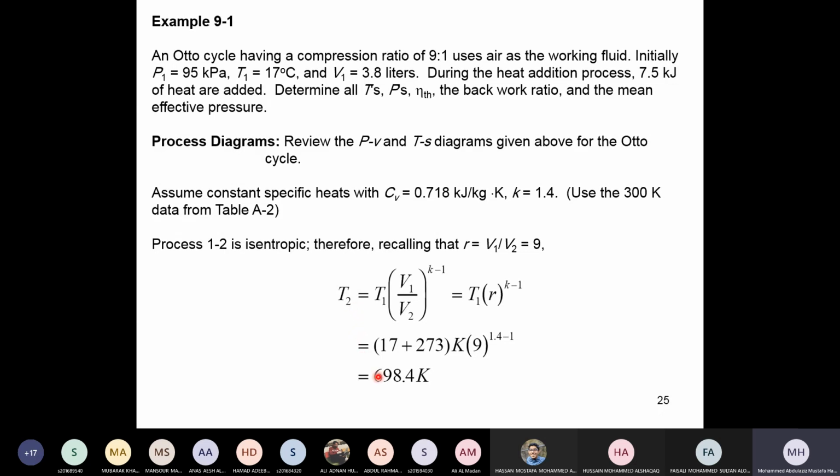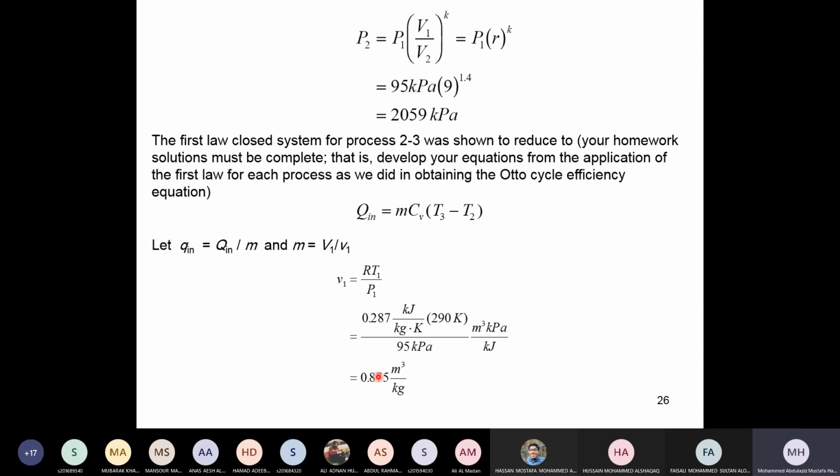So I can get T2 here. Then I can also calculate the pressure. The ratio follows PV to the K equal to constant. This is given. I have P1, so I can get P2. Then Qn either I calculate it or it is given. In this problem, it is given, so I can calculate T3. Or I give you T3, then you can calculate Q. So either one of them will be missing.